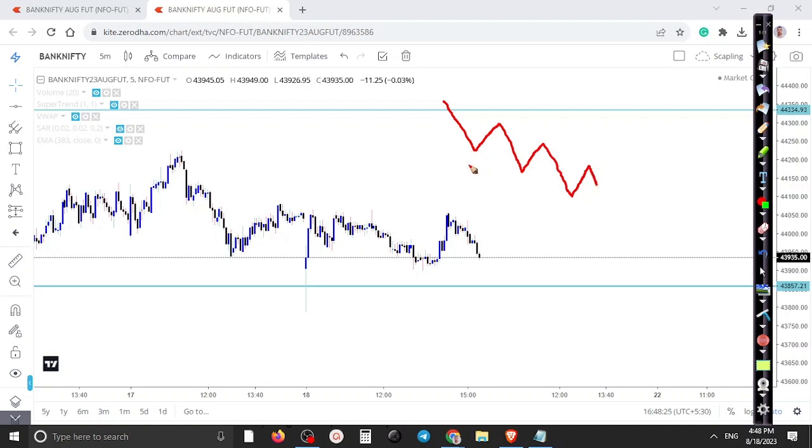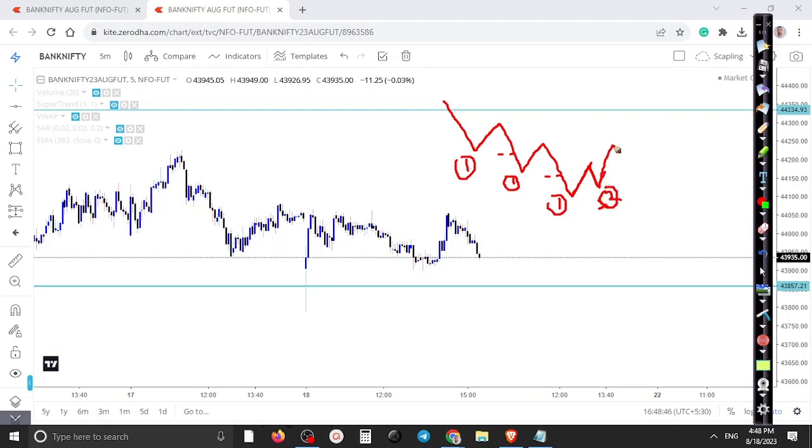So every lower low is one piece. Again they form a lower low, that is also one piece. Again they form a lower low, that is also one piece. Suppose next time price goes up, but fails to create a lower low and goes a little bit higher. That means this is the two piece.